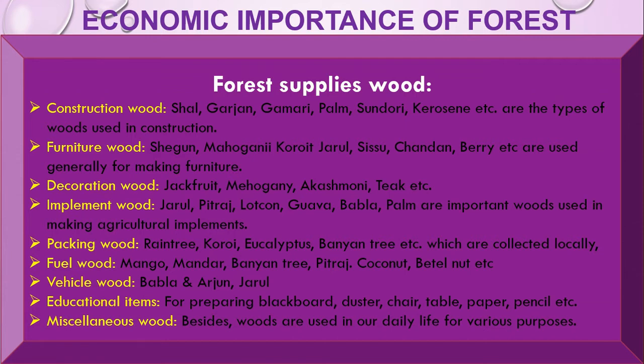But this is our heritage to make different types of furniture with wood, like almirah, this table, showcase, table, everything, even sofa set, everything. So we use shegun, mahogany, koroti, jarul, shishu, berry. This type of plant tree is good for furniture wood.